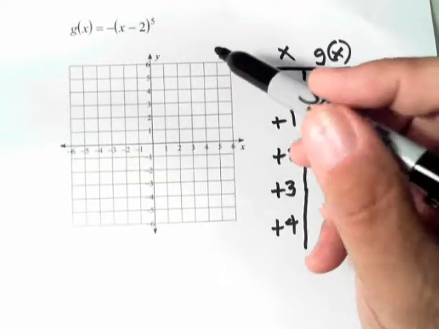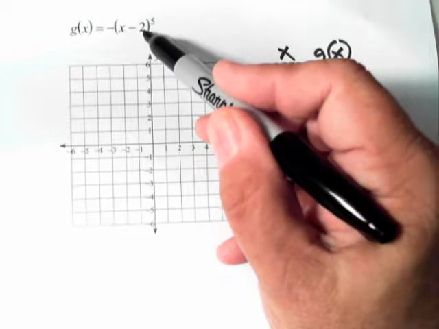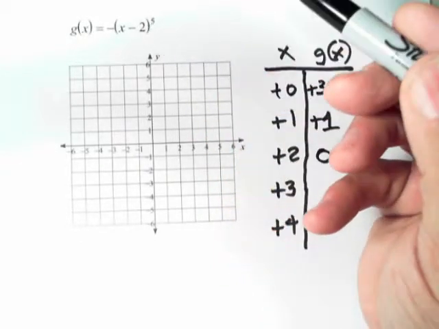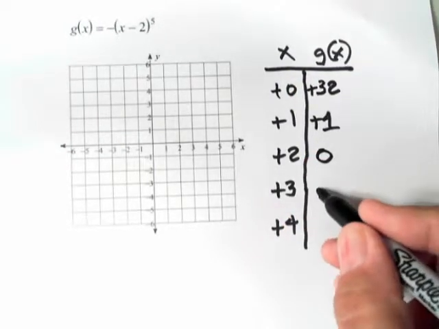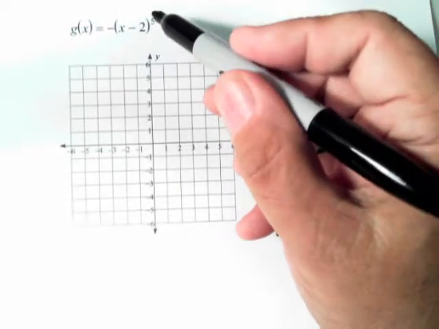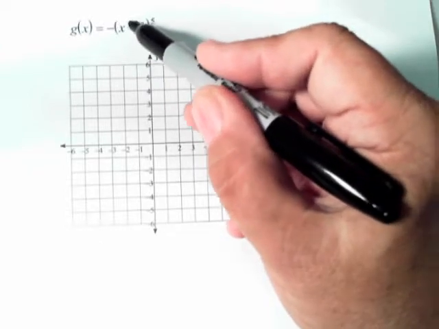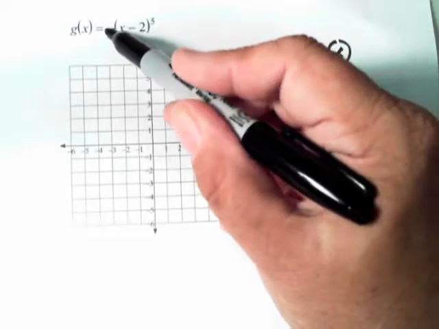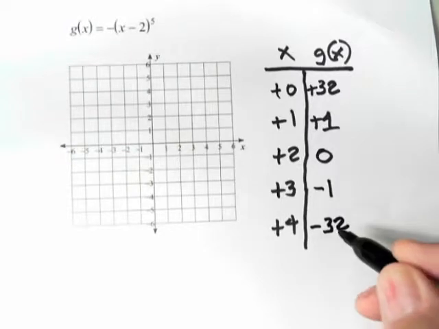Okay, now, x equals 3. 3 minus 2 gives me positive 1. Positive 1 to the 5th power is just 1, so the negative in front makes it negative 1. And then this 4 I think is going to be too large again. Let's see. 4 minus 2 is positive 2. Yeah, 2 to the 5th is 32. The minus in front makes it negative 32.